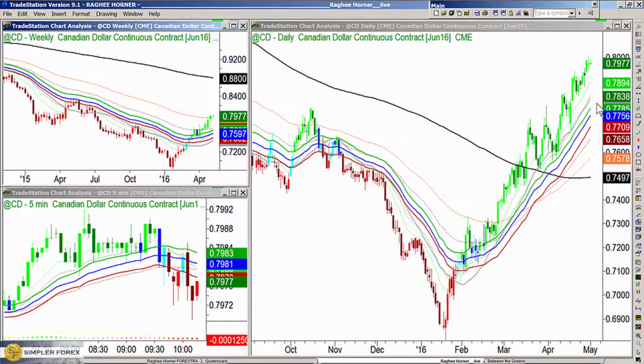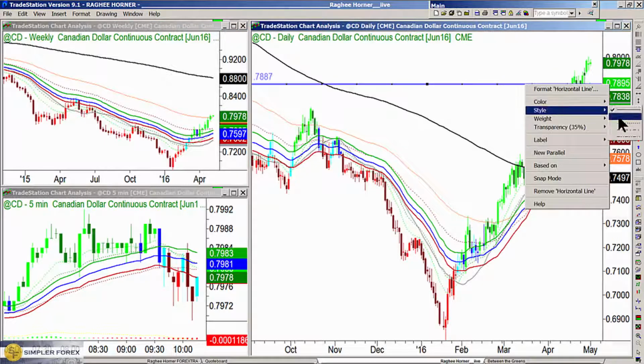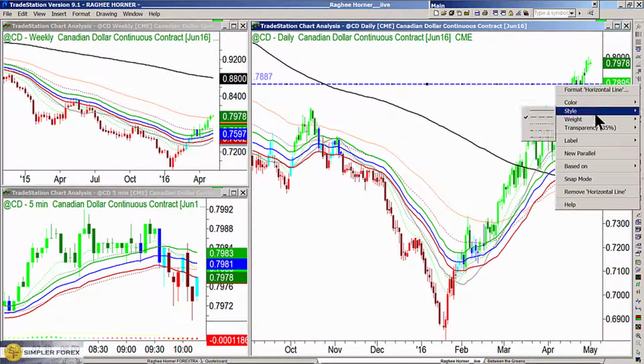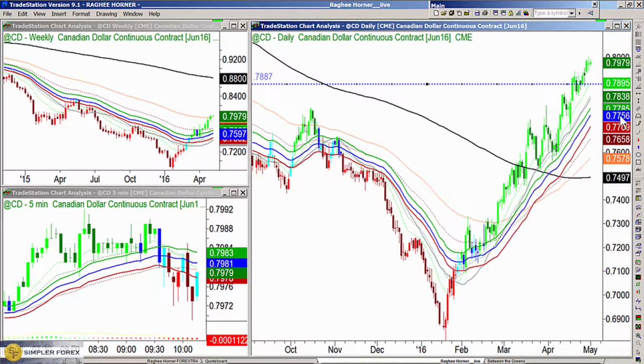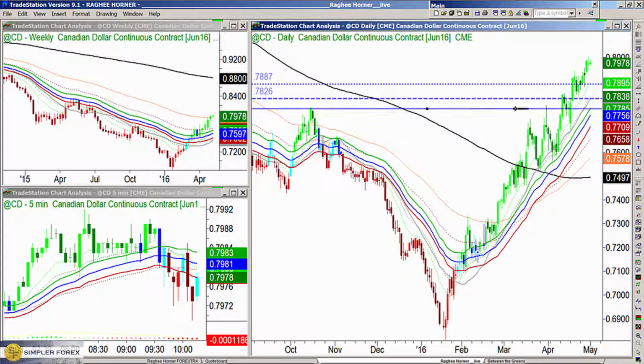So you'll notice there's three different levels. What do you do with that? You build a small position up here at the 79.05 area. You build a slightly larger position down here at 78.40, and you build the bulk of your position down at 77.85.